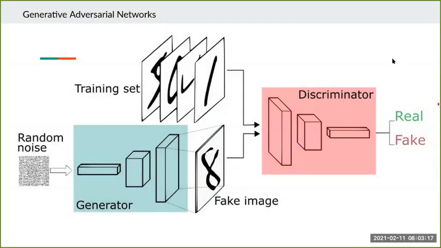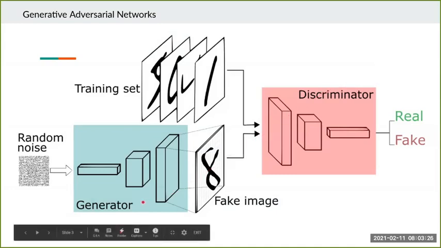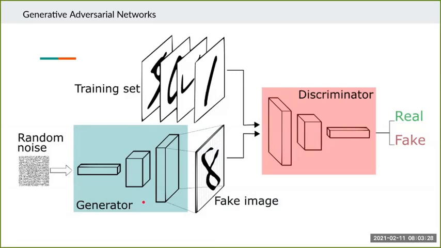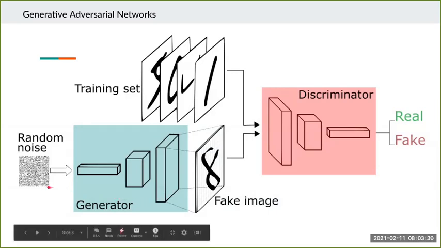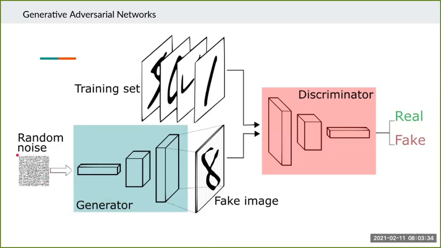Something very basic for those of you who are not familiar with the GAN architecture: it's an architecture which has two components. One is the generator and the other is the discriminator. The generator aims to take some random noise, something like a Gaussian distribution, and generate some data out of it, either just using the random noise or based on some prior or conditions.